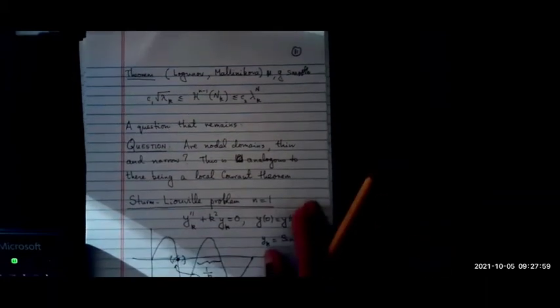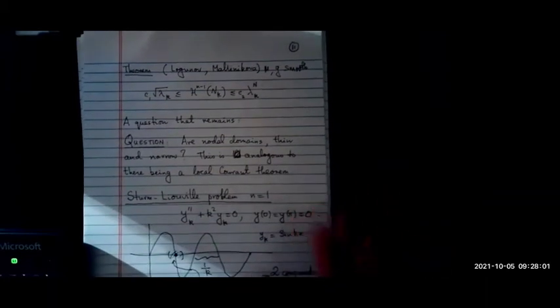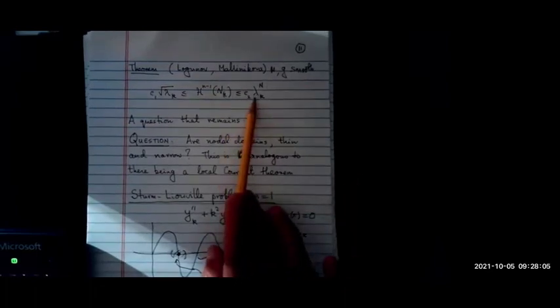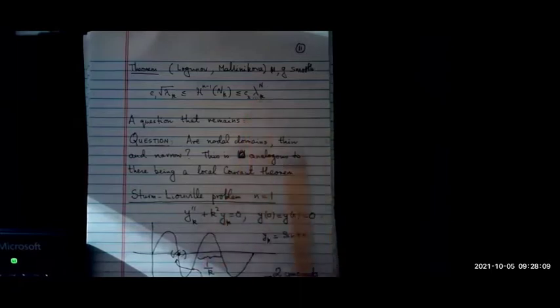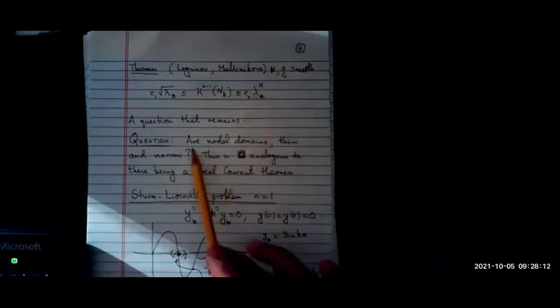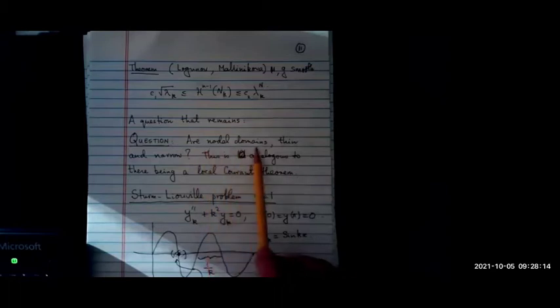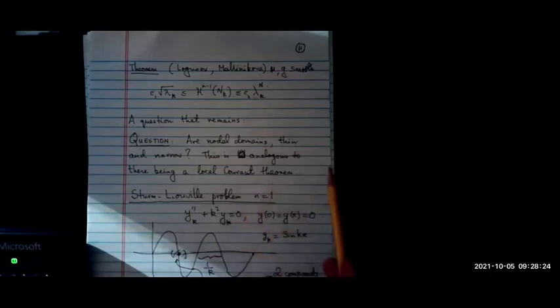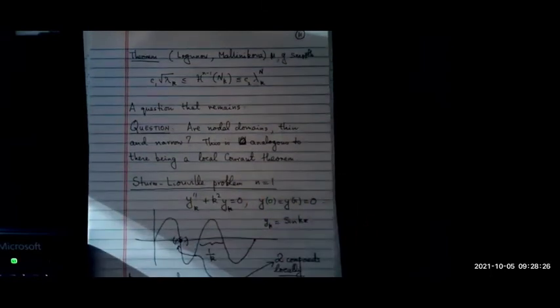So now the question that really remains is, at least, one question that remains, whether you can still make it root lambda k. But another question that remains is, can nodal domains that we have now seen be thin and narrow? This is analogous to asking whether there is a local Courant theorem. So I will explain this and then tell you what the result is.